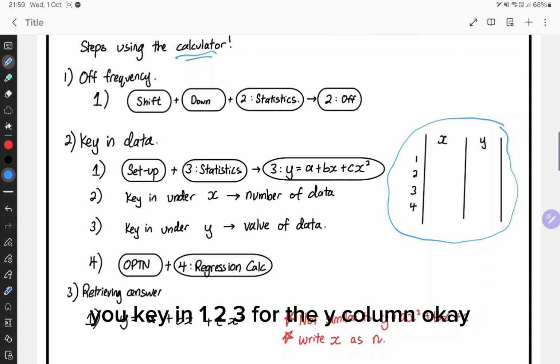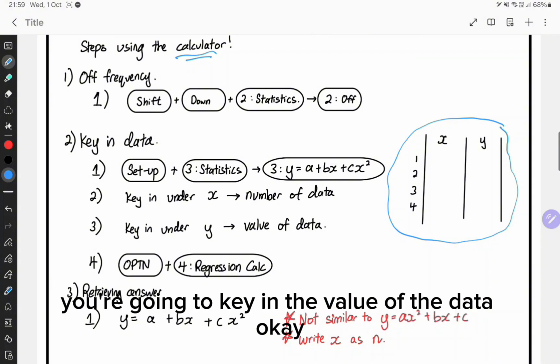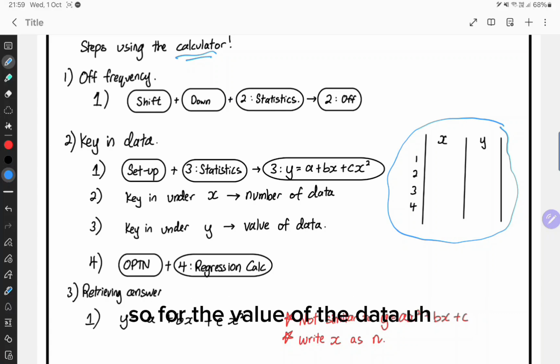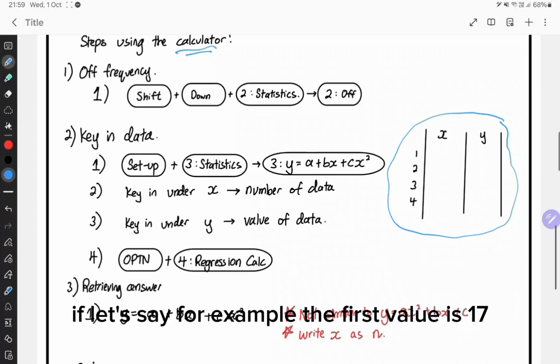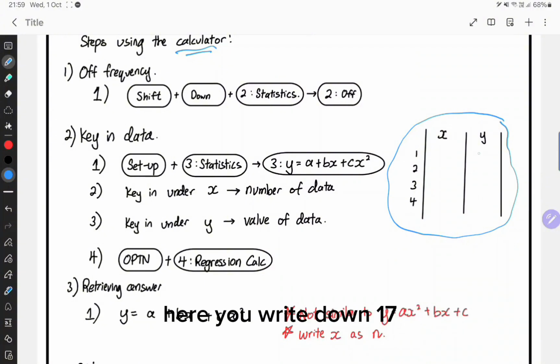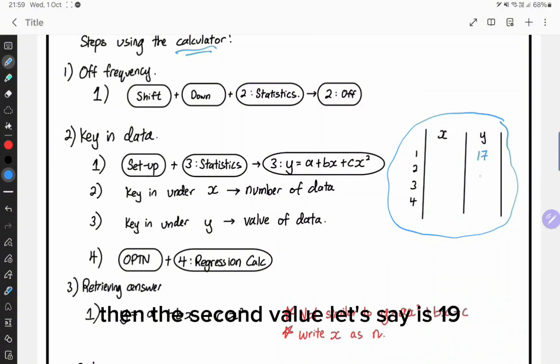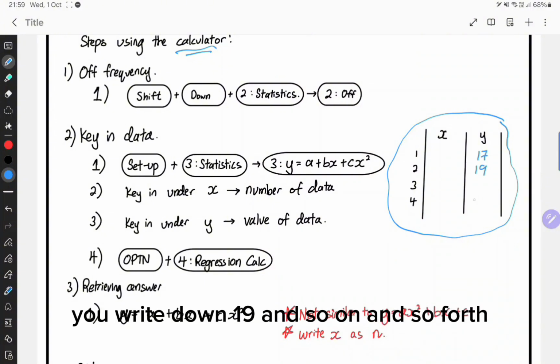For the y column, you're going to key in the value of the data. So for the value of the data, let's say for example the first value is 17, here you write down 17. Then the second value, let's say it's 19, you write down 19, and so on and so forth.